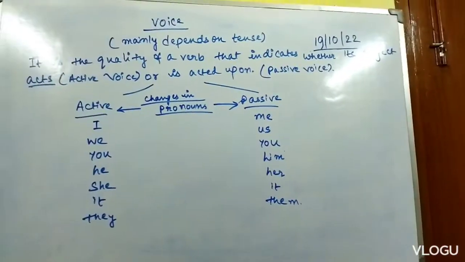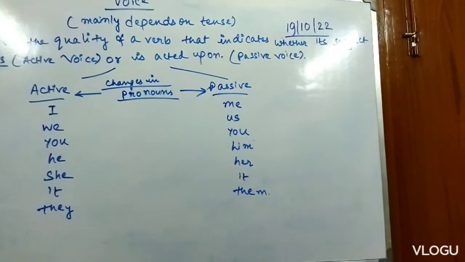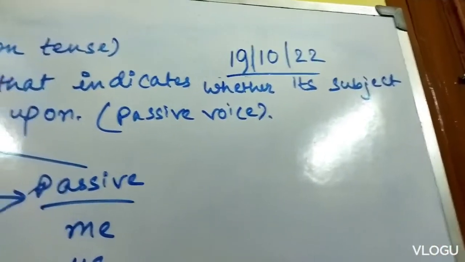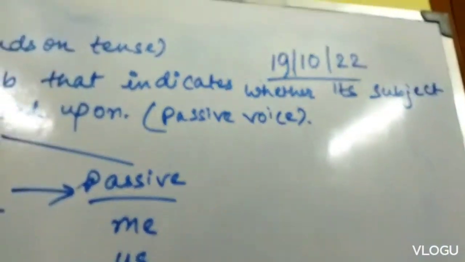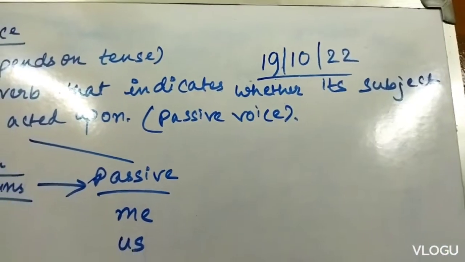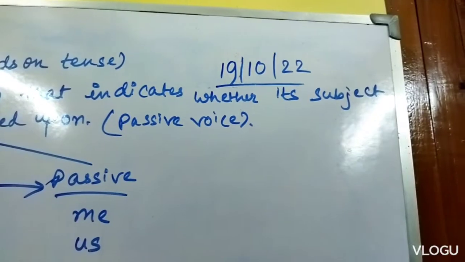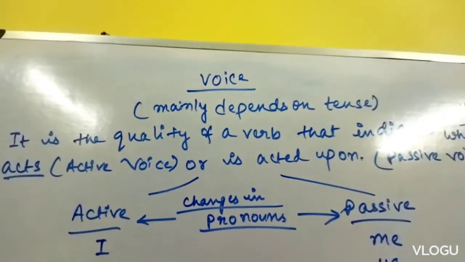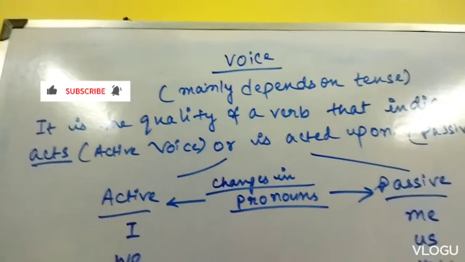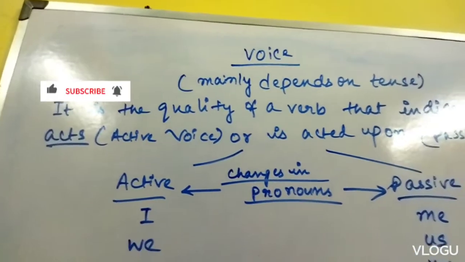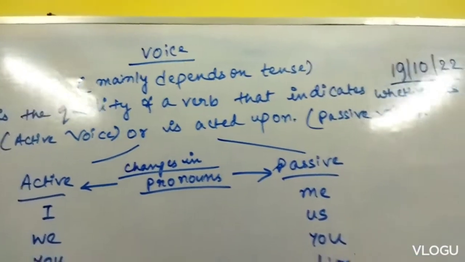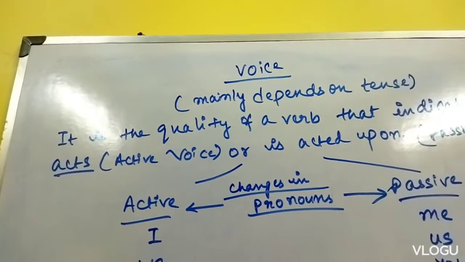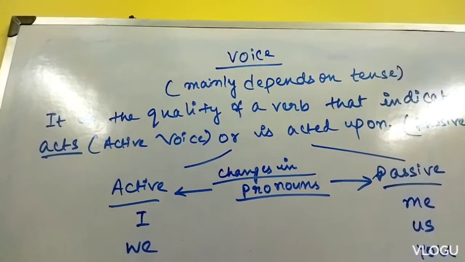Today is 19th of October and as we have completed our whole tense, that is our past tense, present tense and future tense, now we are moving to voice change. So to know voice change, first we have to know what is voice. Voice, as I have said, mainly depends on tenses. And it is the quality of a verb that indicates whether its subject acts, means whether the subject is acting.